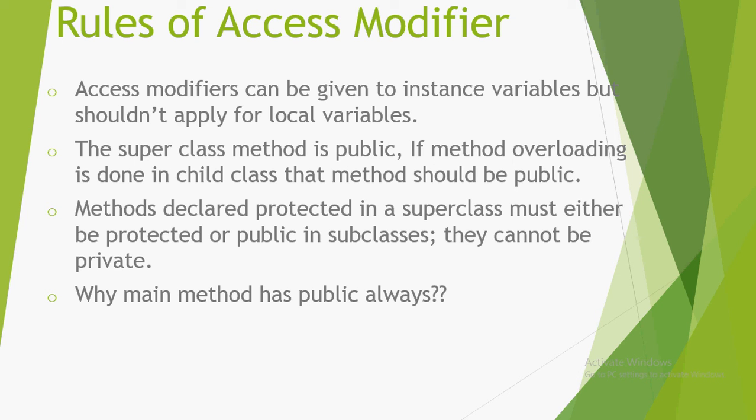If we put it as private, it will throw a compilation error. And finally, we all have one small doubt: why is the main method always public? Because we are going to access this main method from outside of a class and outside of a package, so that method should always be public. The Java compiler will call this main method from outside of a package. That's why we have to put it as public. Then only the Java compiler can access that method.